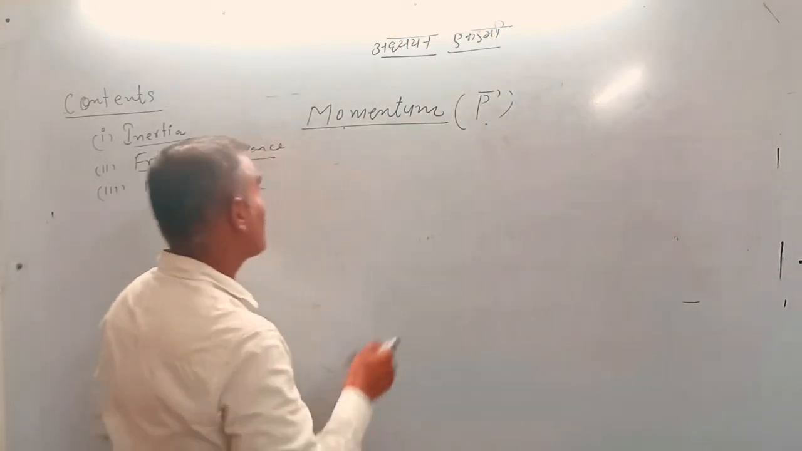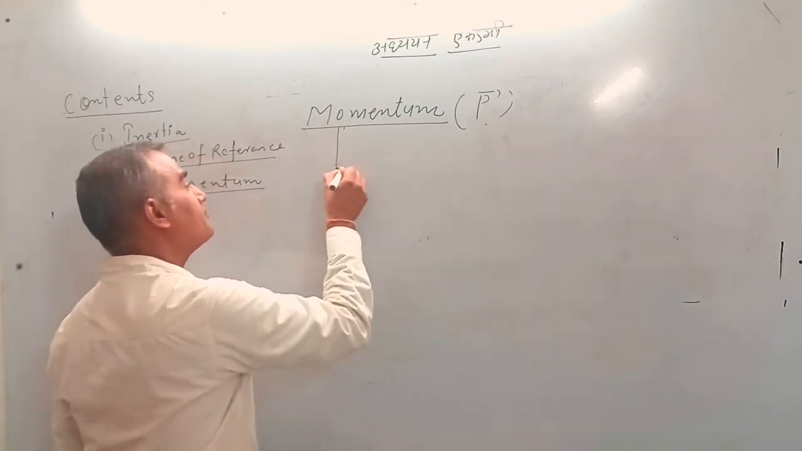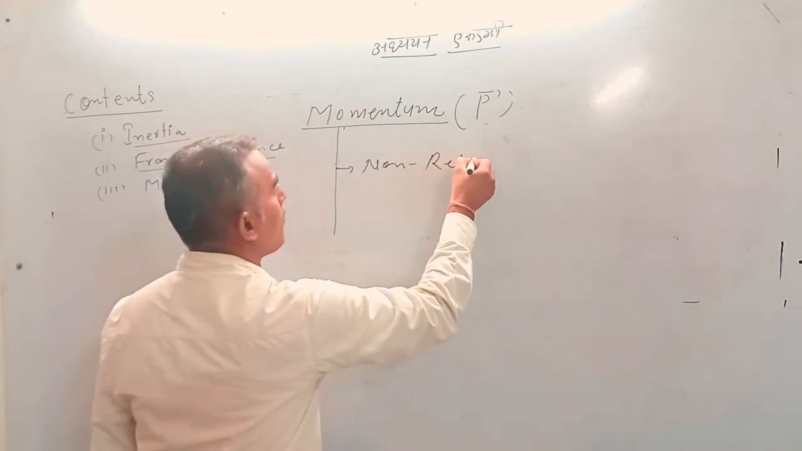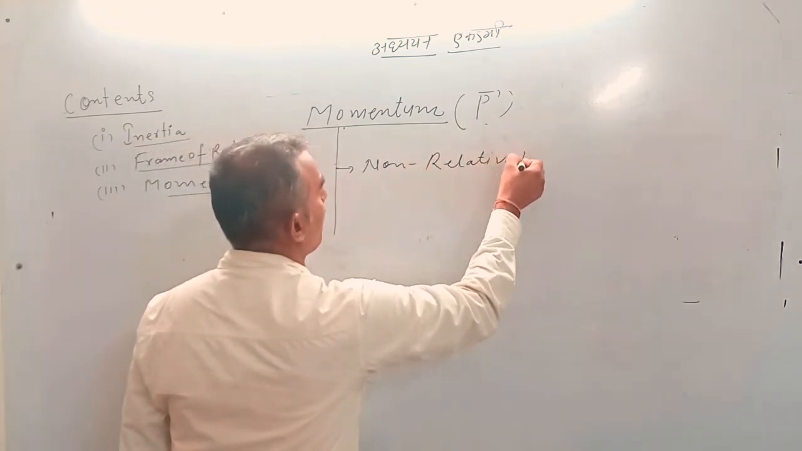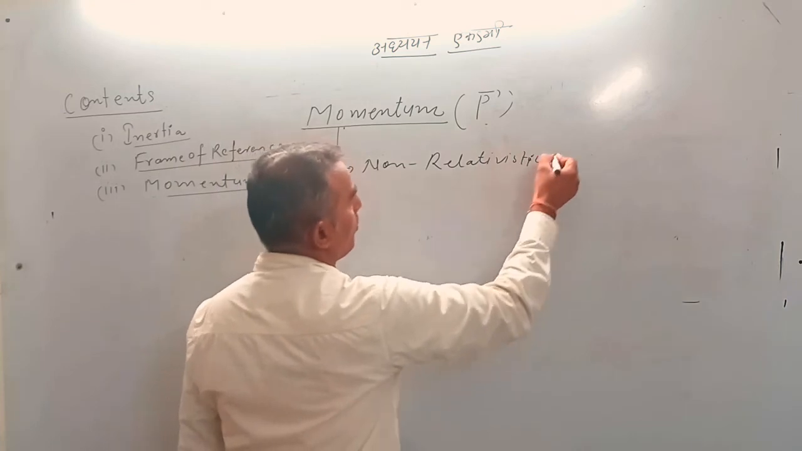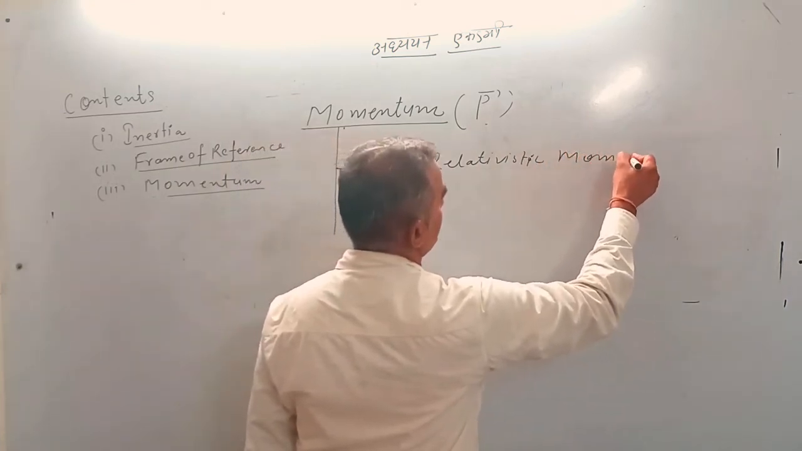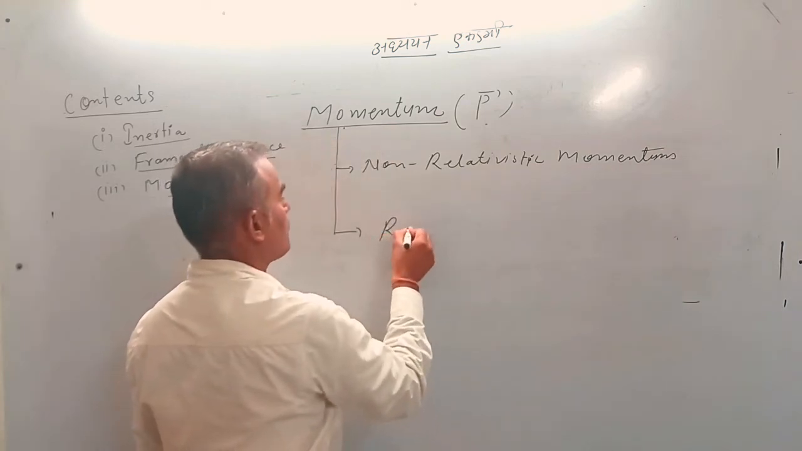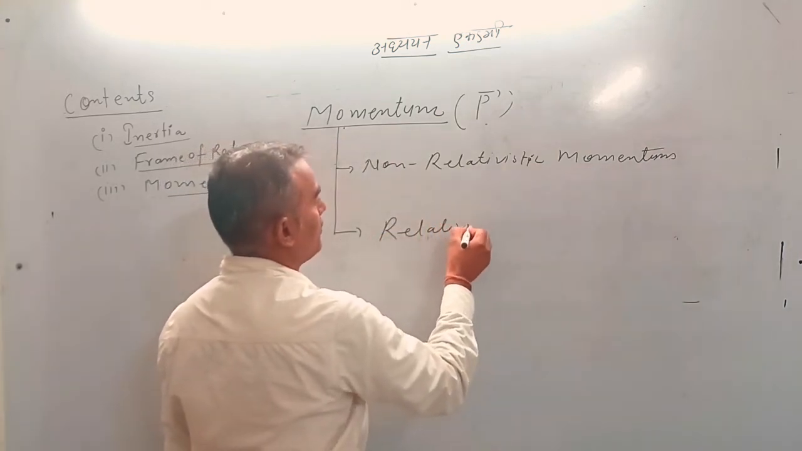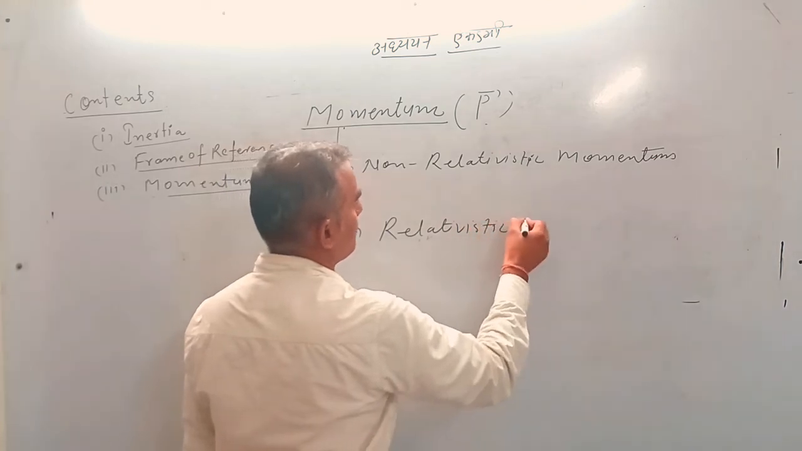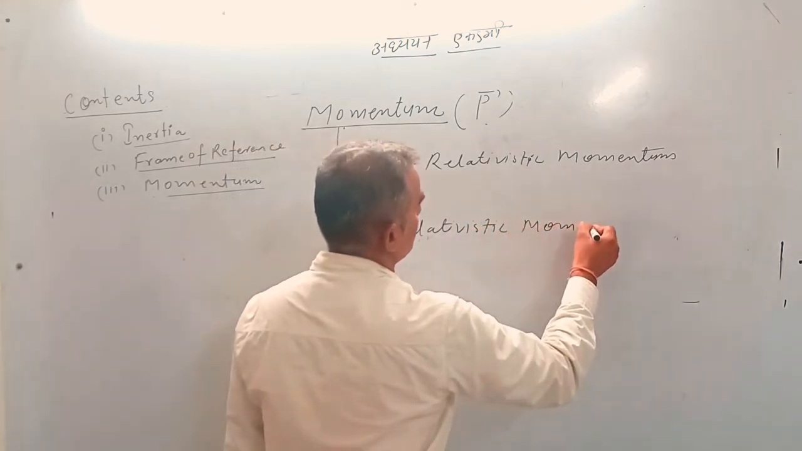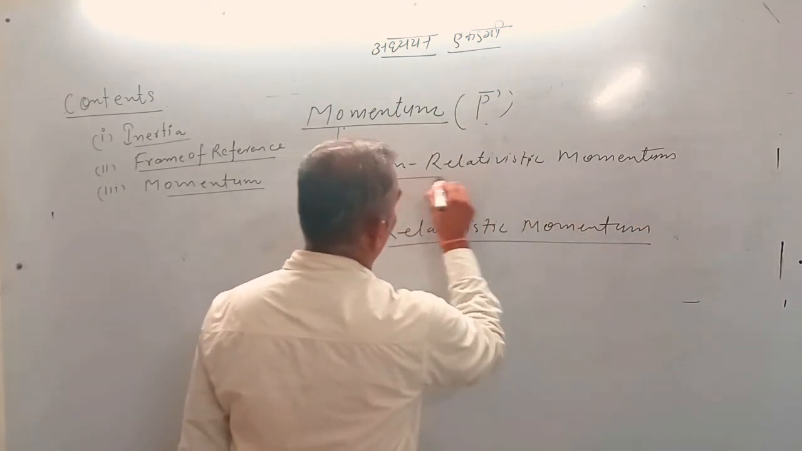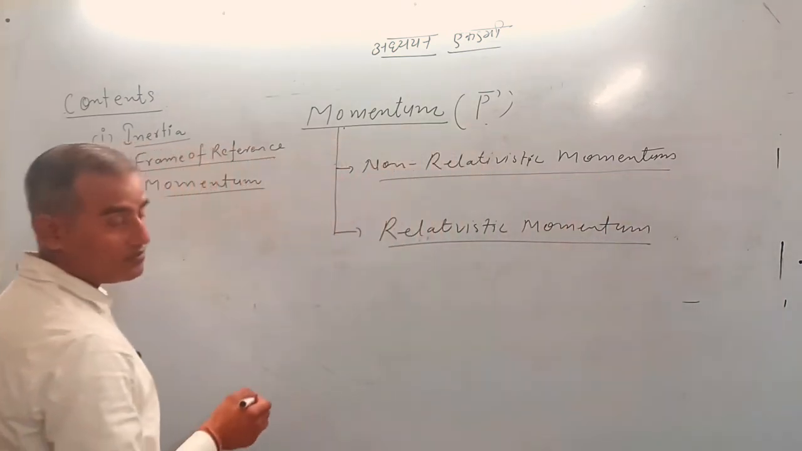ये था मोमेंटम. और अगर हम और डिफाइन करना चाहते हैं तो मोमेंटम की जो कैटेगरी है वो यहाँ दो टाइप की हो सकती है. नंबर 1, नॉन रिलेटिविस्टिक मोमेंटम, दूसरा रिलेटिविस्टिक मोमेंटम.